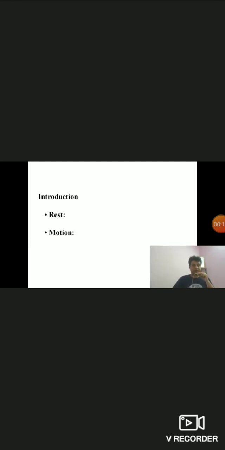Rest. What do you mean by rest? A body is said to be in a state of rest if its position does not change with respect to a reference point. And a body is said to be in a state of motion if its position continuously changes with respect to a reference point. So these are the differences between rest and motion. Once the body starts moving from rest, we can say that the body is in motion.